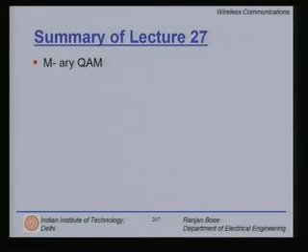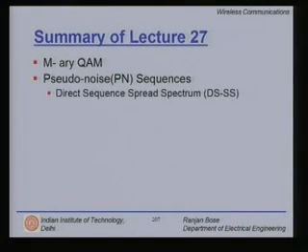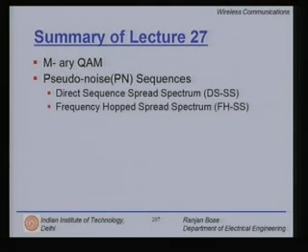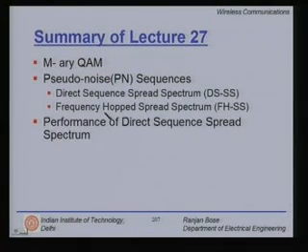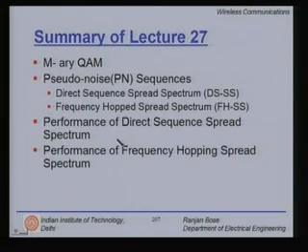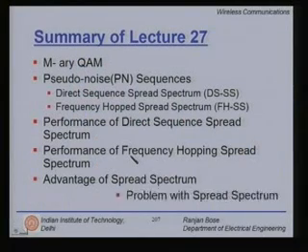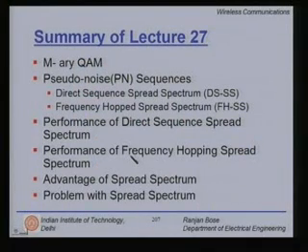So, let us now summarize today's lecture. We started off with Emery-Quam, then we graduated to the PN sequences and the direct sequence spread spectrum technique as well as the frequency hopped spread spectrum technique. We looked at both these techniques in greater detail. We then analyzed the performance of direct sequence spread spectrum, followed by the performance of frequency hopping spread spectrum. In the last couple of slides, we looked at the advantages and the disadvantages of spread spectrum techniques.